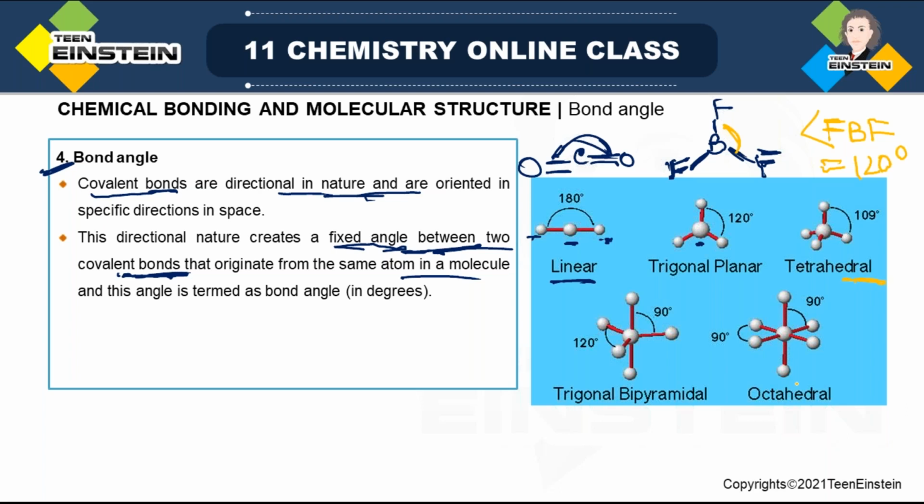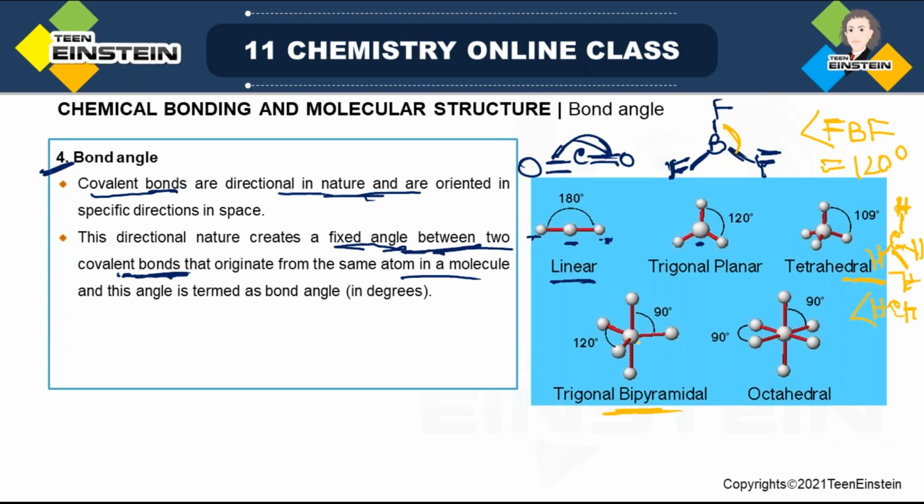Next we have tetrahedral. A very common example is methane. Now when the shape of this molecule is tetrahedral, the HCH angle, this angle, is 109 degrees. Next we have the shape trigonal bipyramidal.